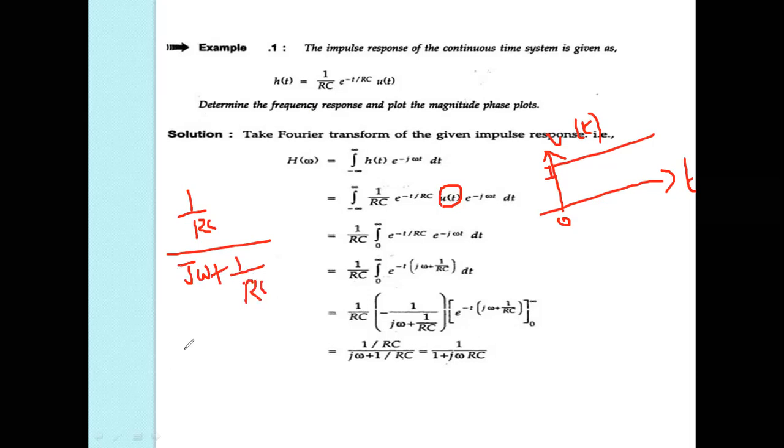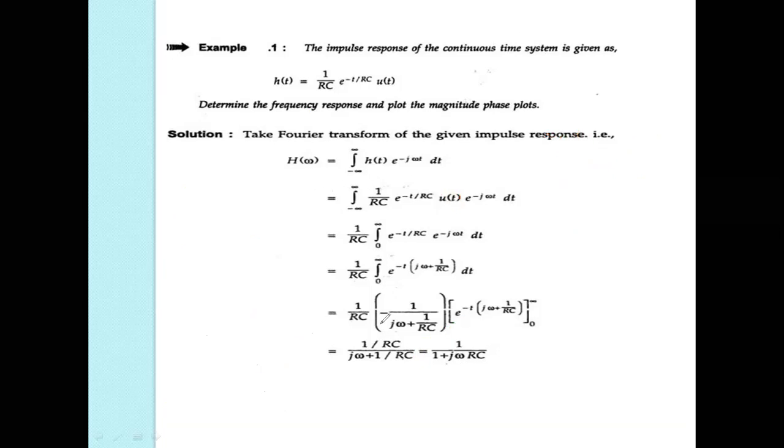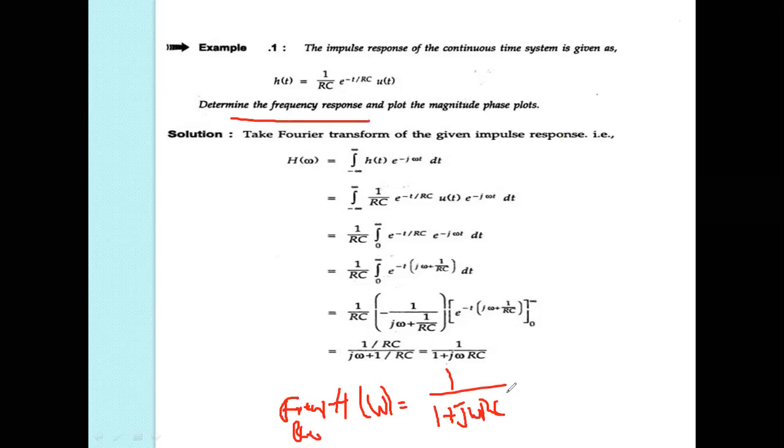Okay, my dear students. Now cross multiply here: 1 by RC whole divided by (j omega RC plus 1) by RC. So RC and RC get cancelled. Finally it becomes 1 by 1 plus j omega RC, the final equation. H of omega is equal to 1 by 1 plus j omega RC. What they are asking is to find the frequency response, and this is the frequency response. Also plot the magnitude and the phase. To plot the magnitude and phase, you can multiply by 1 minus j omega RC by 1 minus j omega RC.